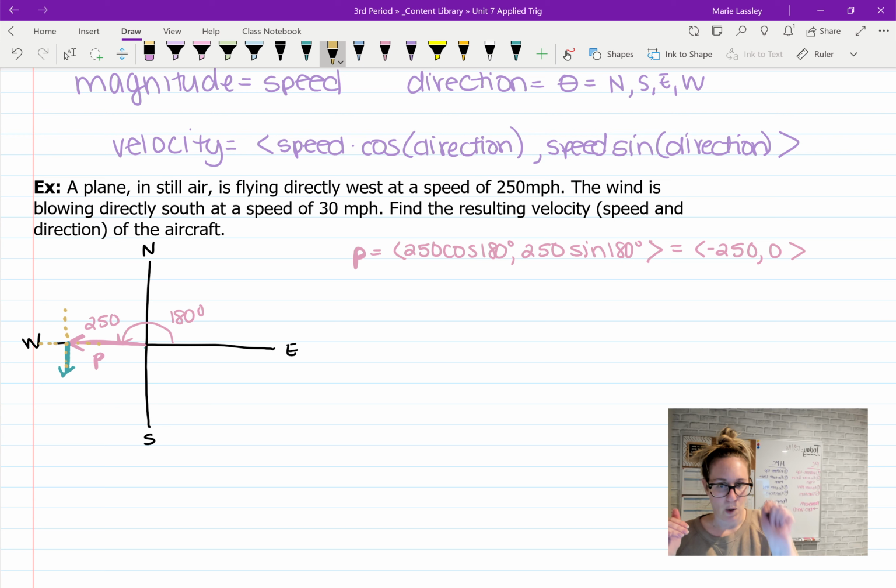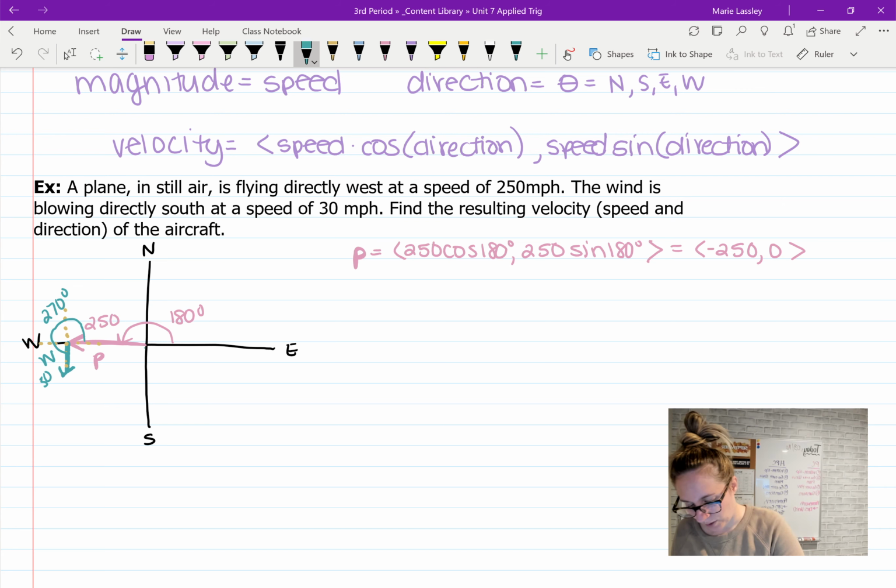All right, so here's our wind vector. I'm going to call it W. Now, going directly south, remember I'm using that first vector as my x-axis right there. So 270 degrees is directly south, and we're going at a speed of 30 miles per hour. So 30, and you can put mph if you want to.